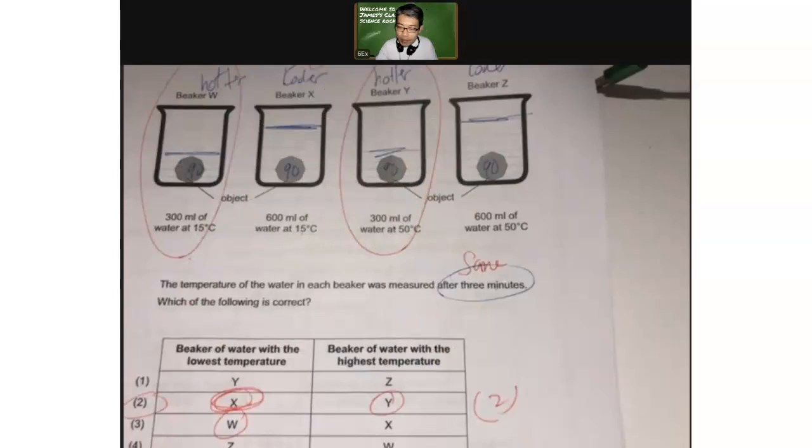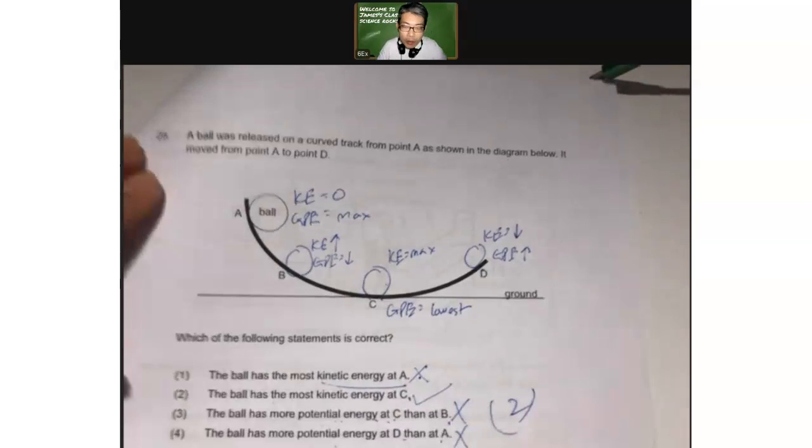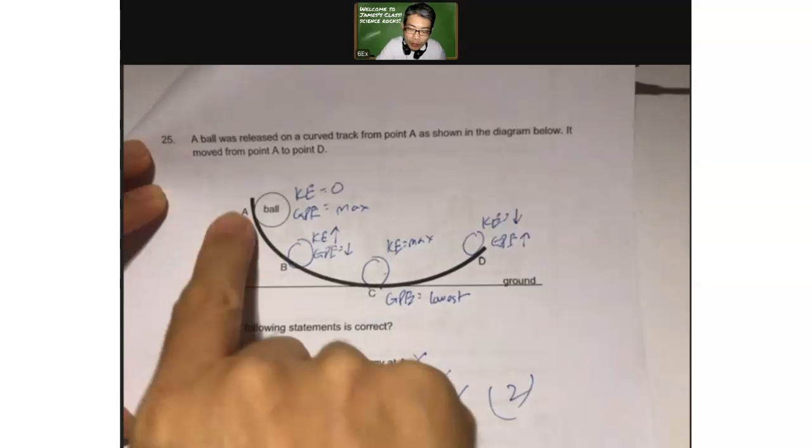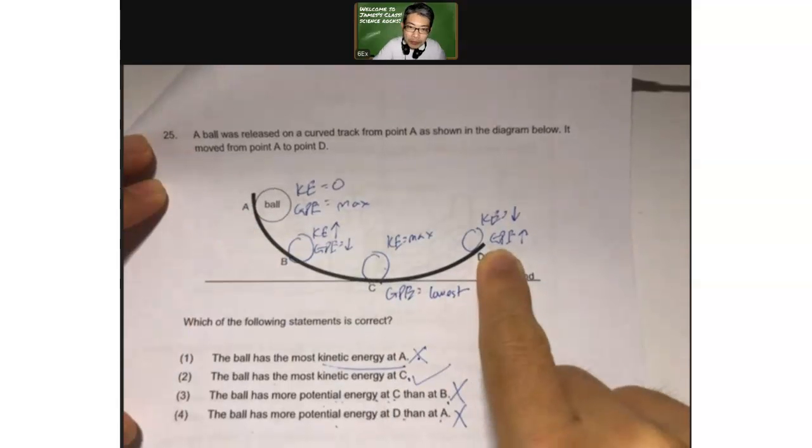Okay, let's go on to the remaining 3 questions. Ball A was released on a curved track from point A as shown in the diagram below. From A, it will swing all the way to B. Now, if you first start here, before releasing the ball, the ball wasn't moving, so KE is 0. And this is the highest point compared to all these remaining 3 points. So the gravitational potential energy or GPE is at the highest, or the maximum.